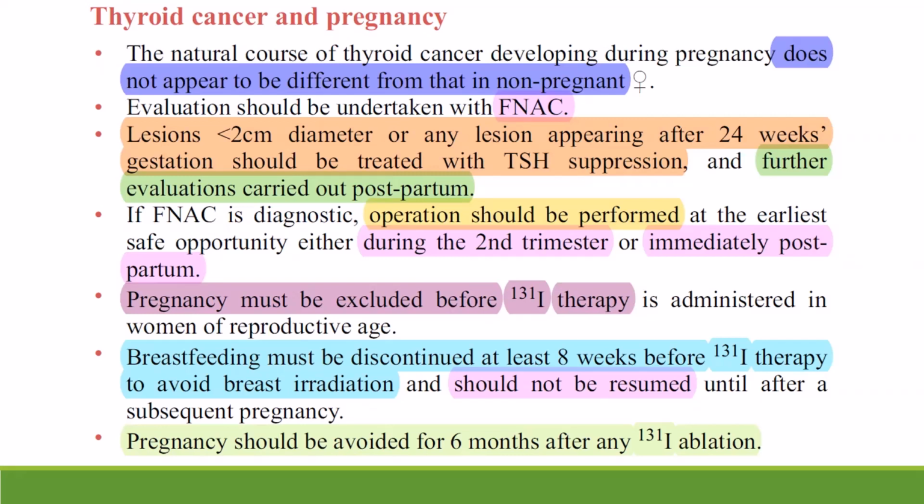Pregnancy must be excluded before radioactive iodine therapy. Breastfeeding must be discontinued at least 2 months before radioactive iodine therapy to avoid breast irradiation, and should not be resumed until after a subsequent pregnancy. Pregnancy should be avoided for 6 months after radioactive iodine ablation. And actually, this is a very important and usual question in the exam.